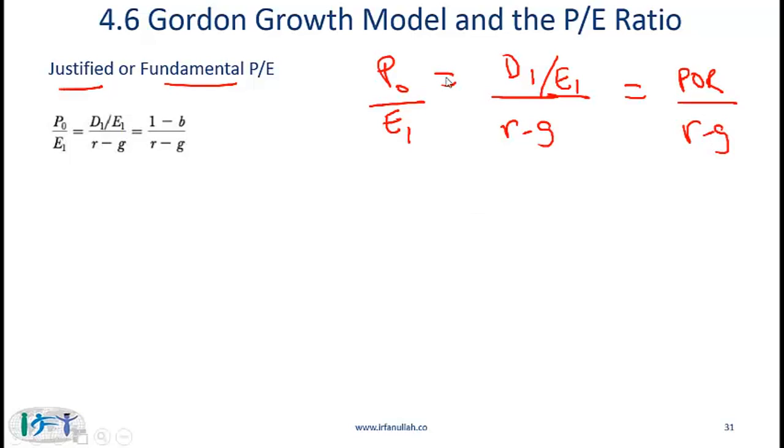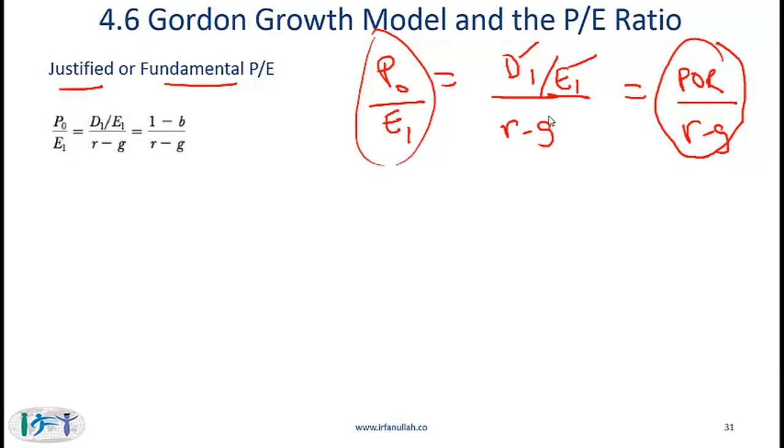Why is this number called the justified PE? It is called the justified PE because the number that you calculate here is justified by the fundamentals of the company. The dividend is a fundamental number related to the company. The earnings also is a fundamental characteristic of the company. The discount rate is for the company. The growth rate is for the company. So you are taking company fundamentals and using those fundamentals to come up with a PE. So that is why this is called a justified or fundamental PE.